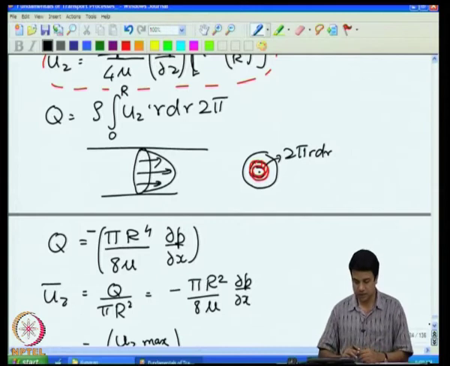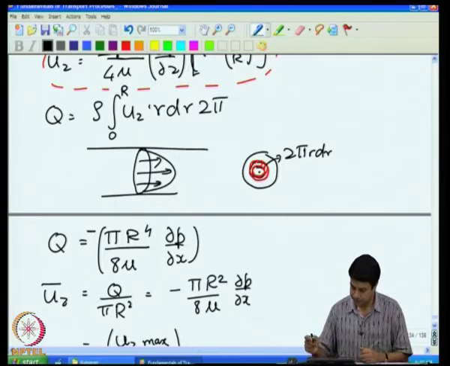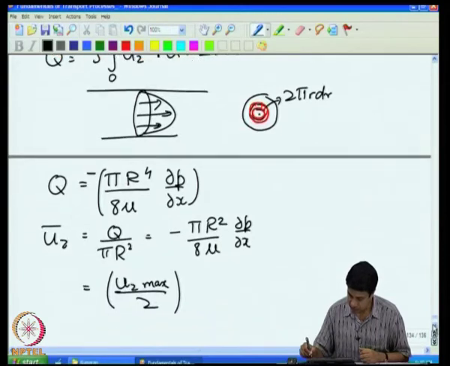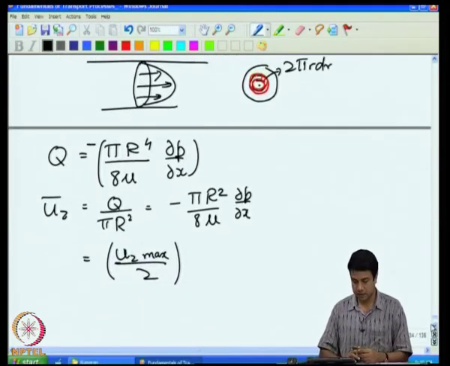The final result that you get is minus pi R power 4 by 8 mu times dp by dx. You can calculate that quite easily. So, that is the volumetric flow rate, the volume coming out per unit time. The average velocity is the volumetric flow rate divided by the cross sectional area, which is pi R square, so it is R square by 8 mu times dp by dx.